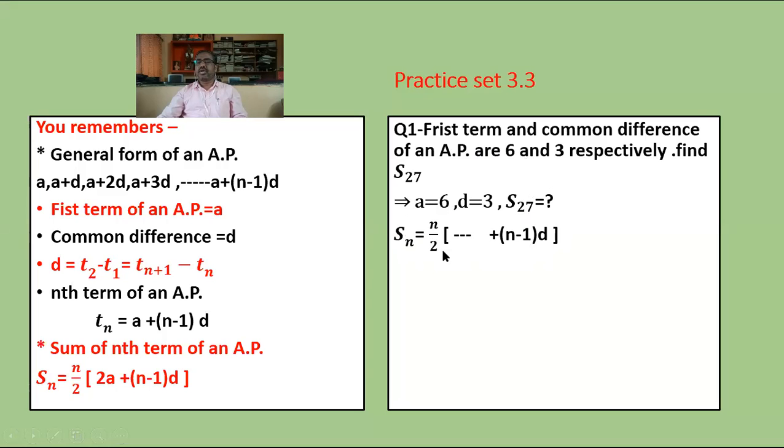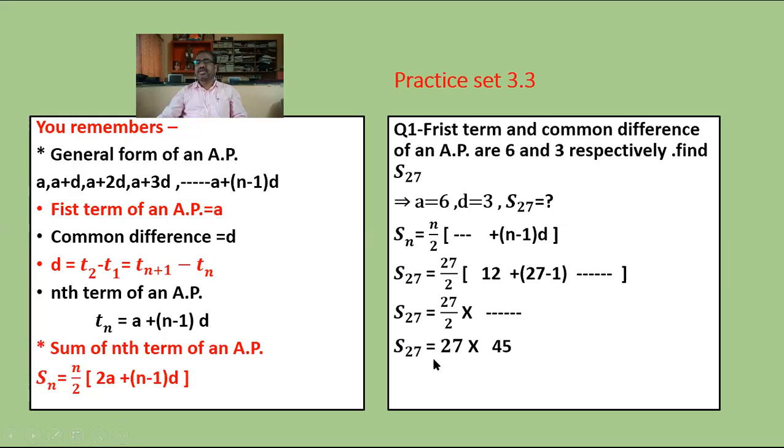Therefore, Sn is equal to n upon 2 in bracket 2a plus n minus 1 multiply d. S27 is equal to 27 upon 2 in bracket 12 plus 27 minus 1 multiply 3. S27 is equal to 27 upon 2 multiply 90. And S27 is equal to 27 multiply 45. Therefore, S27 is equal to blank.